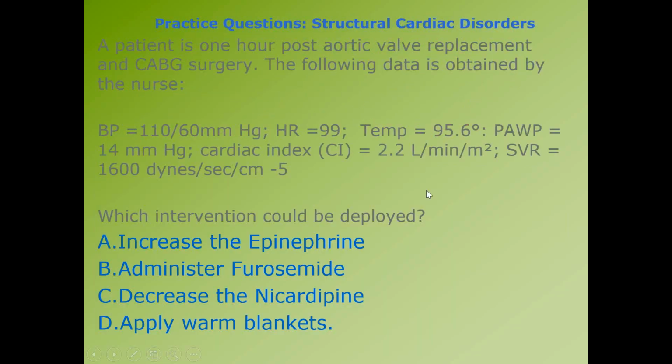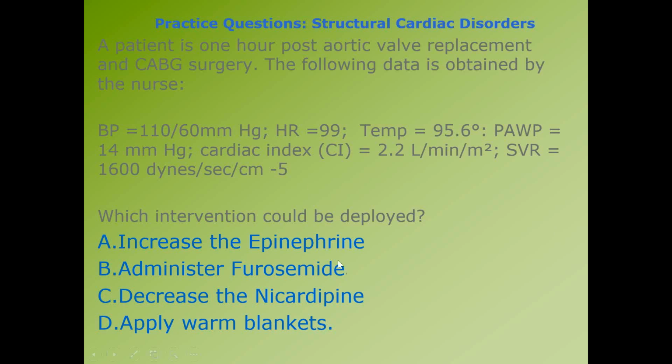A patient is 1 hour post-aortic valve replacement and CABG surgery, and the following data is obtained by the critical care nurse. There's a whole bunch of data there, and which interventions should be deployed. Now, this is probably the most challenging question that I have, and it's unlikely that you'll get it, but we're going to go through it piece by piece. If you haven't done the hemodynamic data, then I would encourage you to skip over this question and go to the next question, because this is not going to make sense.